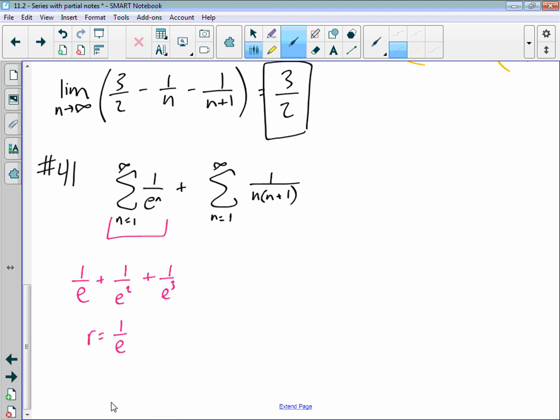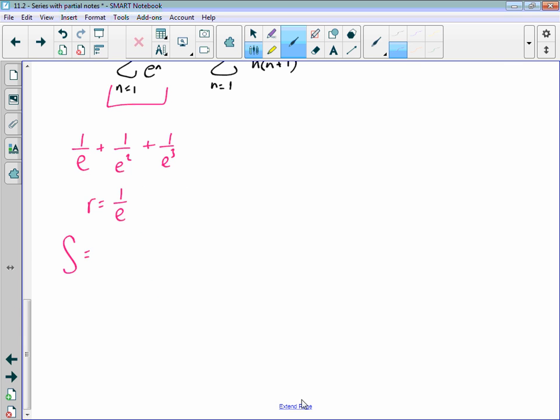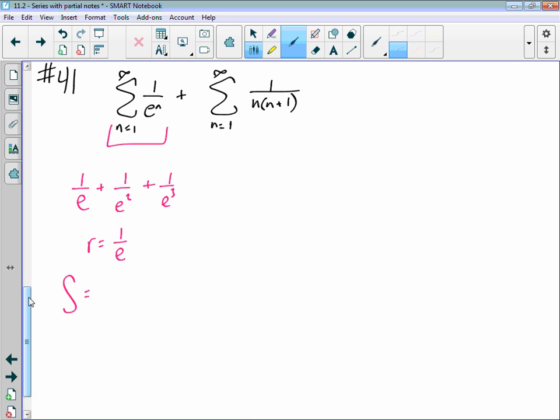If it's convergent, find its sum. So let's find the sum of this chunk. So what goes in the numerator? 1 over e. And then in the denominator, we do 1 minus 1 over e. And now this might seem confusing, but it's not.